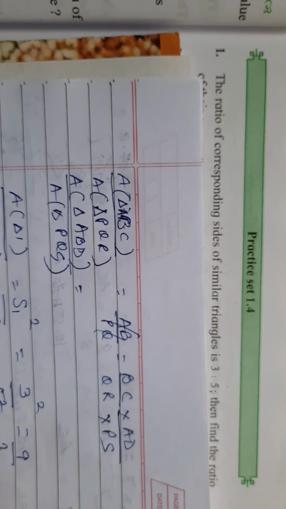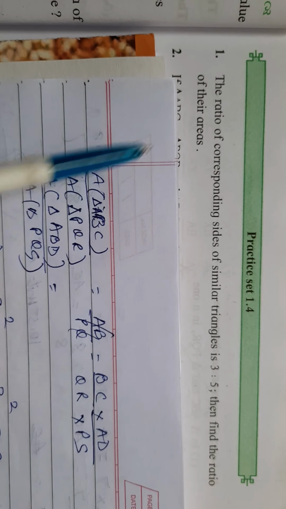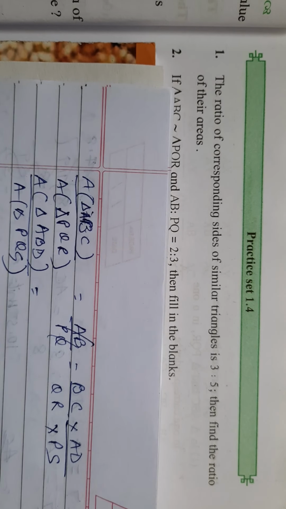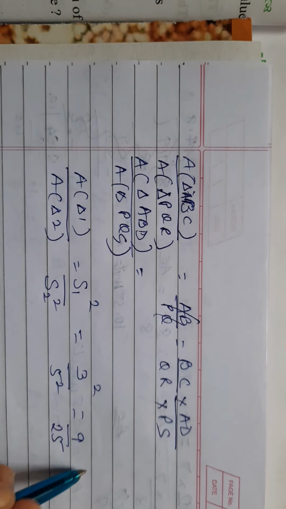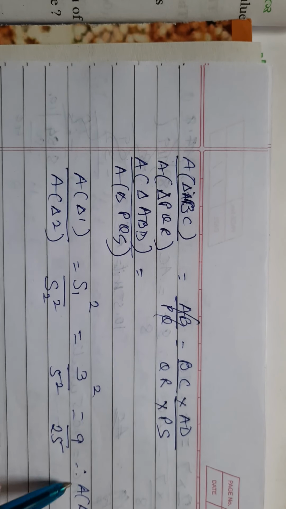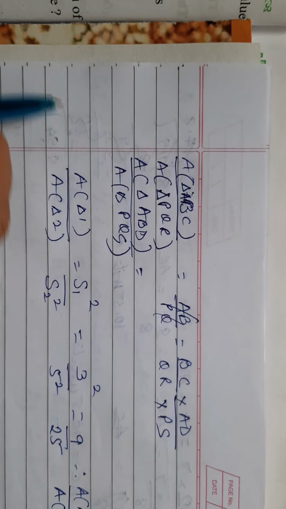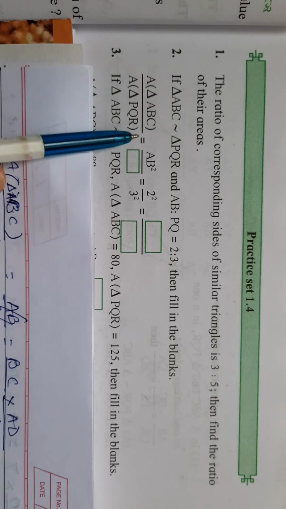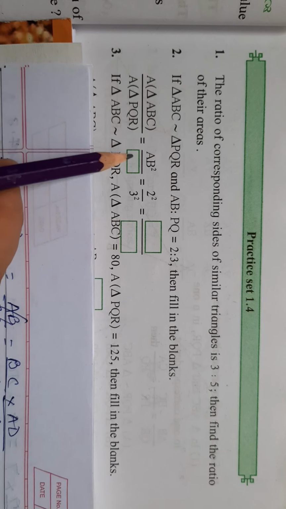3 3s are 9 upon 5 5s are 25, and therefore the ratio of the areas, because the triangles are similar, we can apply the ratio of areas of similar triangles, and therefore area of triangle 1 upon area of triangle 2 is equal to 9 upon 25. This is first. Second question, already written, fill in the blank. Triangle ABC upon triangle PQR is AB square upon, it will be PQ square.